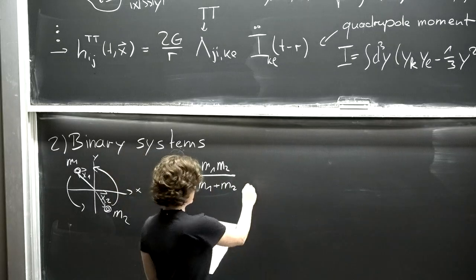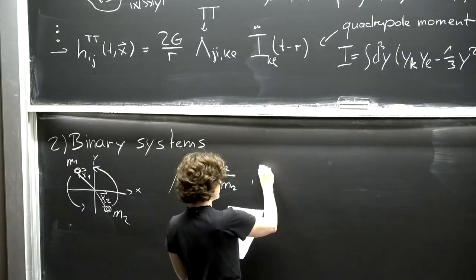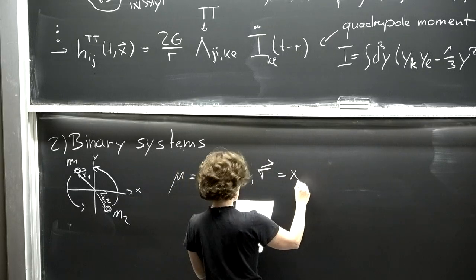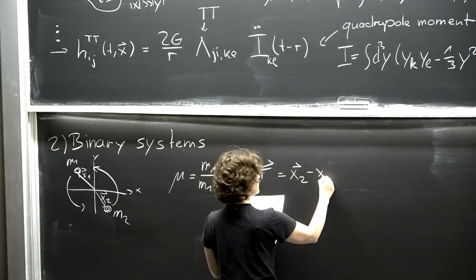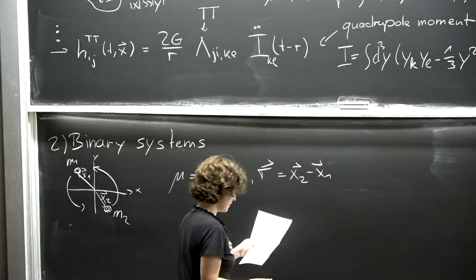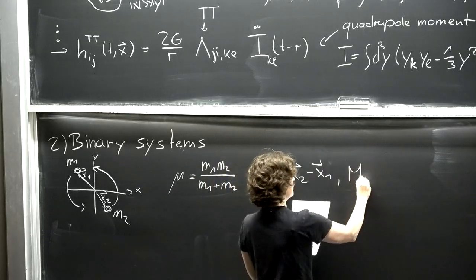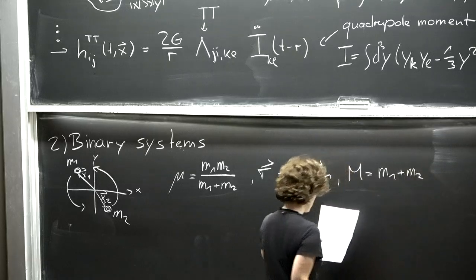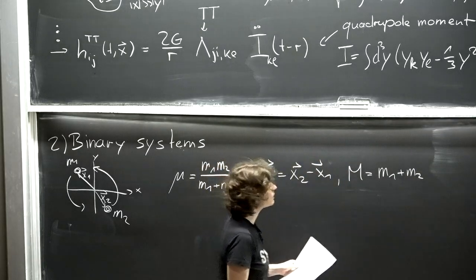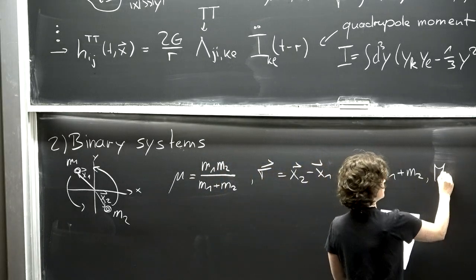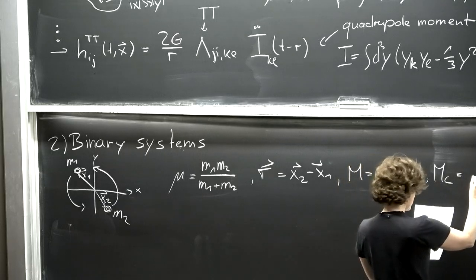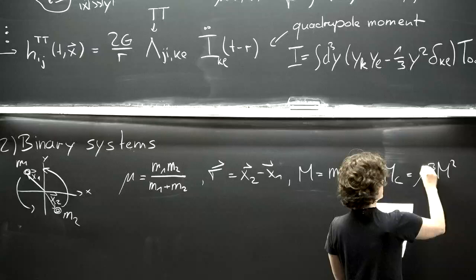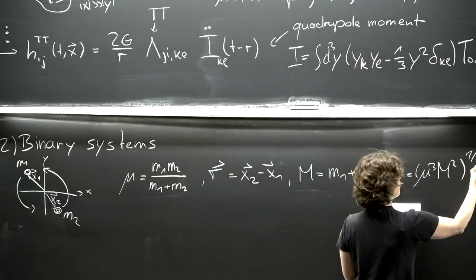We will also need the distance between the two black holes, so let me call that, in this notation, x2 minus x1. We will need the total mass, capital M, m1 plus m2. And we will also need what we call the chirp mass, which is another combination of these masses: mu cubed capital M squared to the power 1/5.